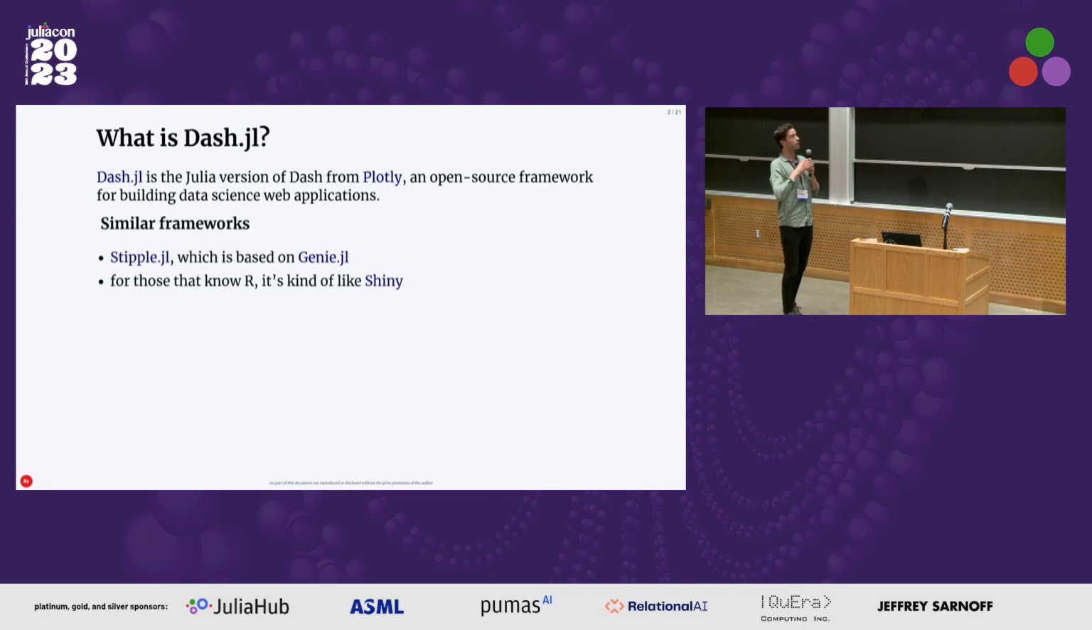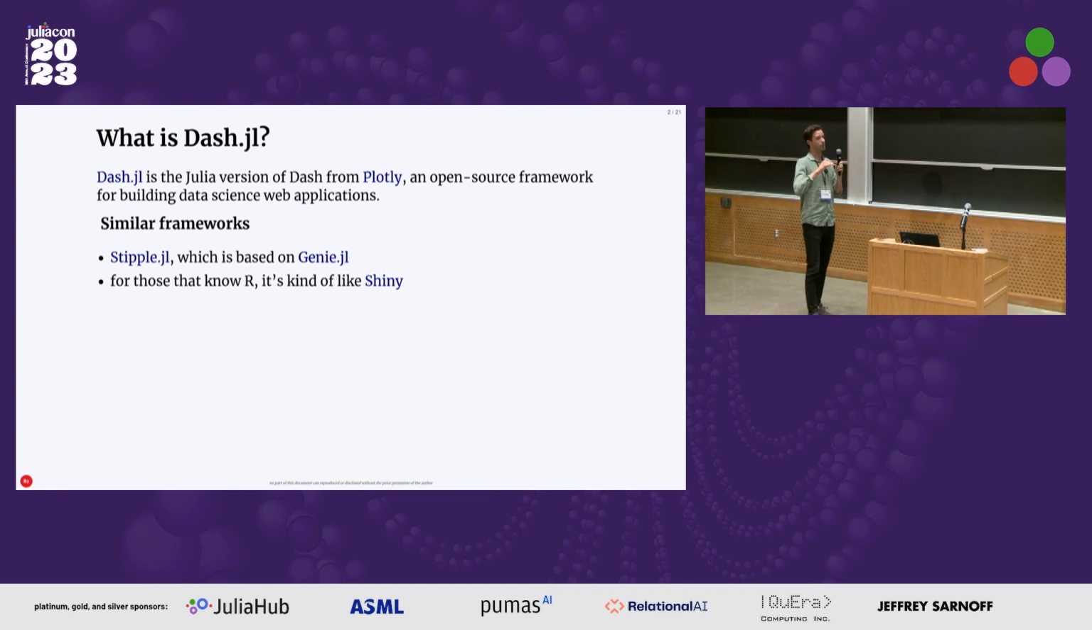In the Julia world, I think the closest framework is Stipple, which is based on Genie. I say similar because they're both fairly high level and fairly tailor-made towards data science applications. And then if some of you know R, it's kind of like Shiny, which has been around for a while now.